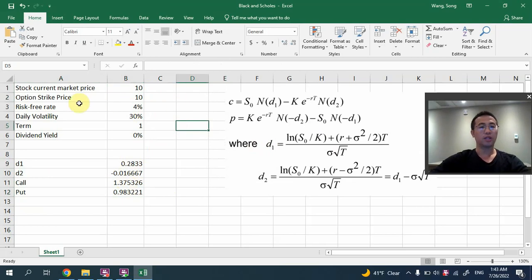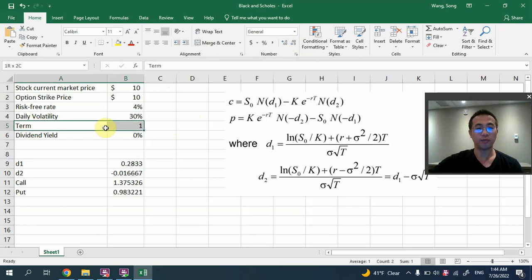Okay, so here you have the current market price as $10, and the option strike price, no matter for the call option or for put option, is also $10. And you also have the risk-free rate of 4%. That is the discount rate we use to take the time value effect, because this option does not get exercised until a year later. So the term here is 1 year. All right, so the risk-free rate is 4%, so that's the discount rate for the time value of money.